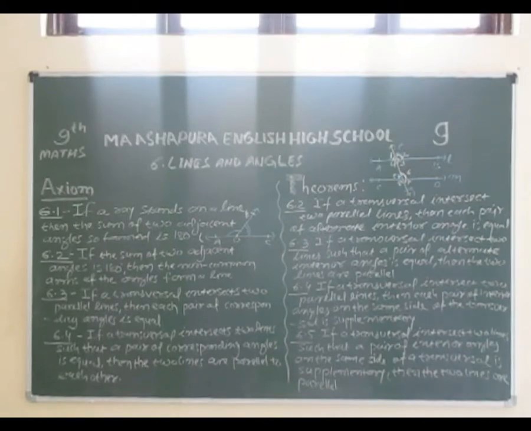One more step is the converse of 6.4. If a transversal intersects two lines such that the pair of interior angles on the same side of the transversal is supplementary, that means the sum of angle 3 plus 6 is equal to 180 and 4 plus 5 is equal to 180, then we can say that the two lines are parallel. That means line L is parallel to line M.